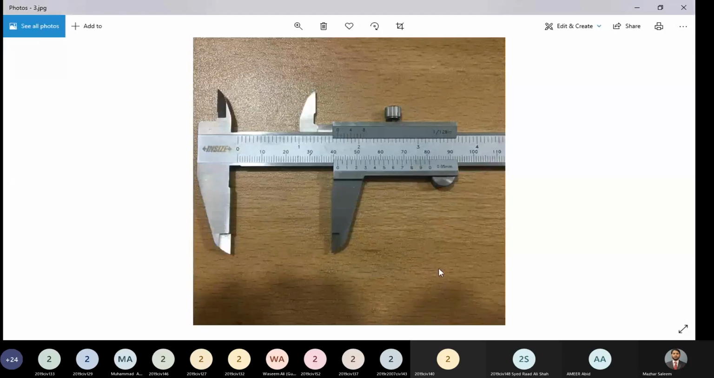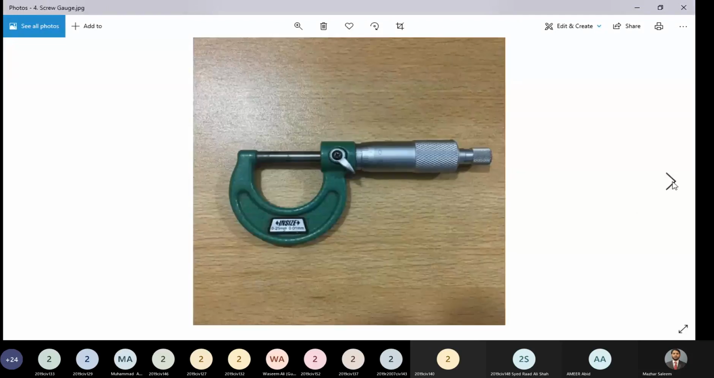Now let's move to our next instrument, that is the screw gauge. We have already discussed different components of the screw gauge. Sir, please tell us about its zero error once. Yes, zero error. I actually checked these instruments and there was no zero error.